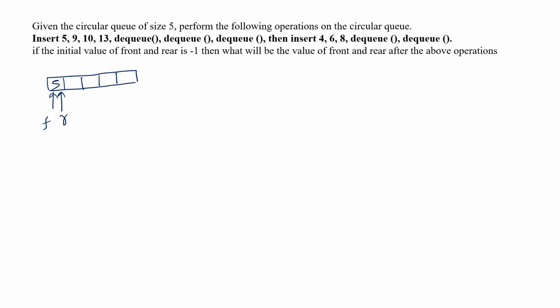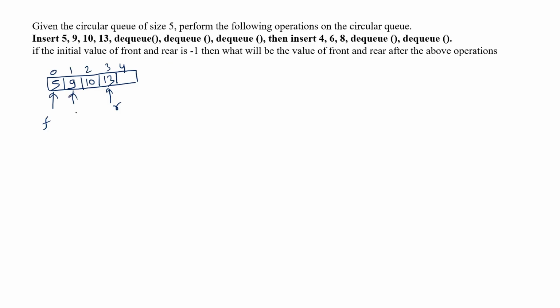When you insert the next element, 9, then the value of rear will be increased. Value of rear will come here and we will insert 9 at this location. Size is 5. That's why indexes are from 0 to 4. If you insert the next element, 10 will come here and the value of rear will be 2. If you insert 13, then first we will increase the value of R, then 13 we will insert. So this is your final state after the 13 insertion.